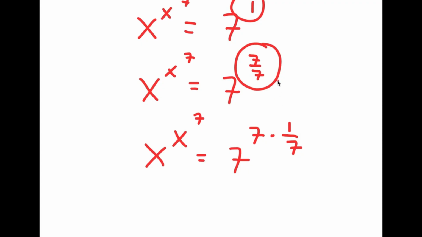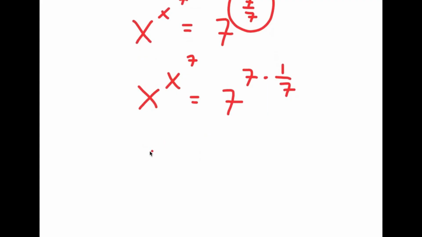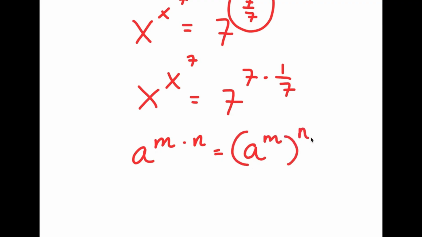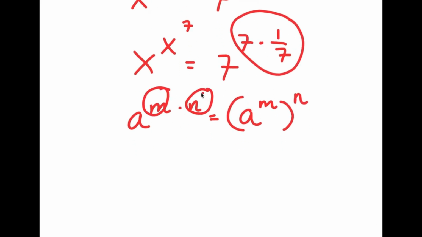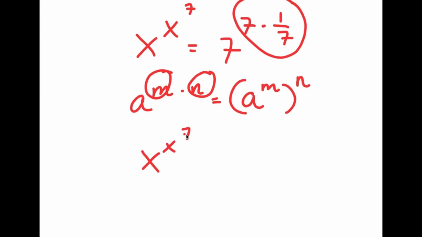And now, if I have something in the form a to the power of m times n, this is the same thing as a to the power of m, to the power of n. So right here we have 7 to the power of 7 times 1 over 7. And notice how this is in the form m times n, m being 7 and n being 1 over 7. So I can rewrite that as 7 to the power of 1 over 7, to the power of 7.